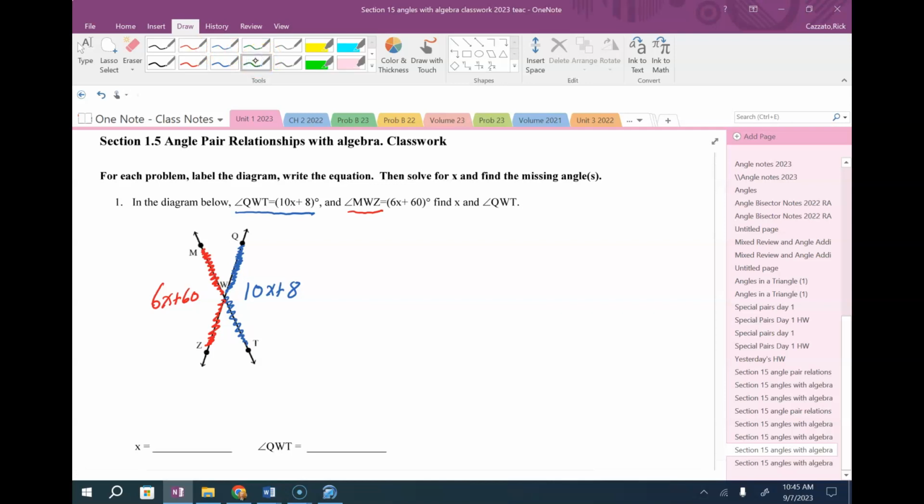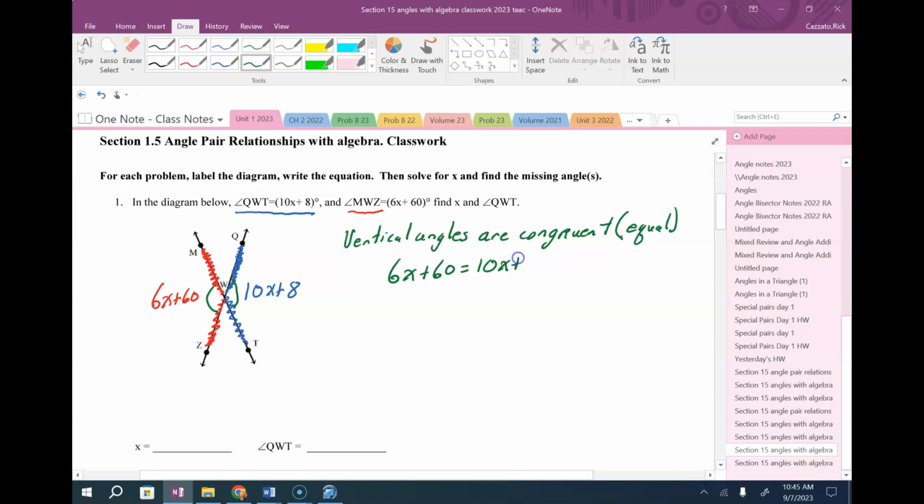And in class, these are called vertical angles. And we learned that vertical angles are congruent. So these two angles are equal to each other. So we're going to say 6x plus 60 is equal to 10x plus 8. To solve this equation, I'm going to subtract 6x from both sides. We'll get 60 is equal to 4x plus 8.